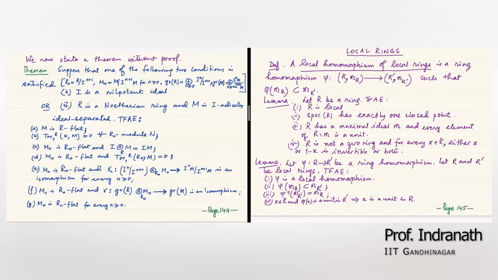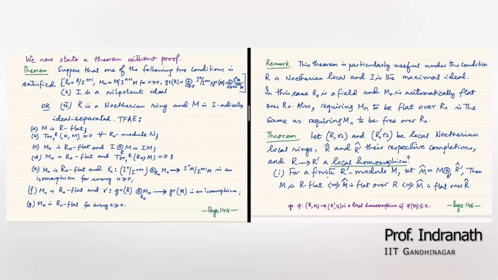Okay. Now, how do I want to use this theorem is the following. Look at this remark. This theorem is particularly useful under the condition that R is Noetherian local and I is the maximal ideal. How? In this case, R naught is a field, because R naught is R mod M, right? So this is a field and M naught is automatically flat over R naught.